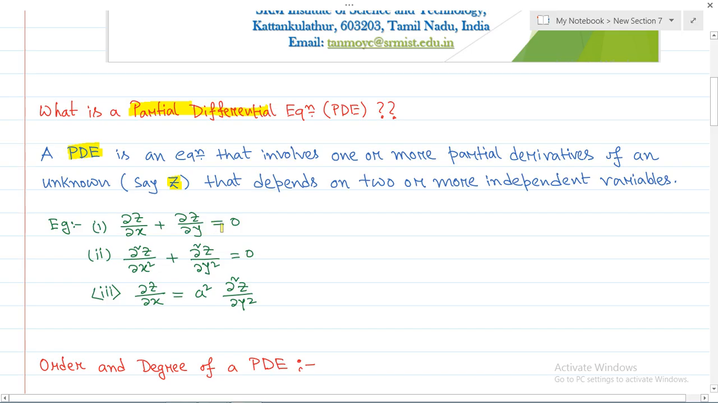For example, the first equation that I have shown here is ∂z/∂x + ∂z/∂y = 0. This is a partial differential equation because z is treated as the dependent variable which depends on two independent variables x and y, and partial derivatives are present in this equation. Second one, ∂²z/∂x² + ∂²z/∂y², is another example. Say ∂z/∂x = a² ∂²z/∂y², another example. So these are the sort of examples of the partial differential equation.